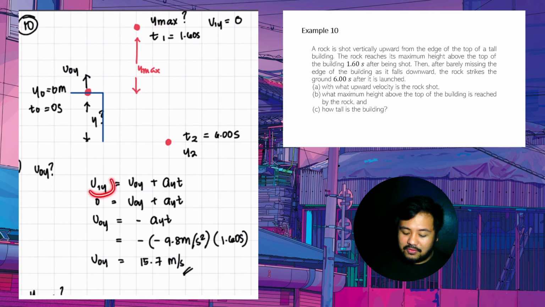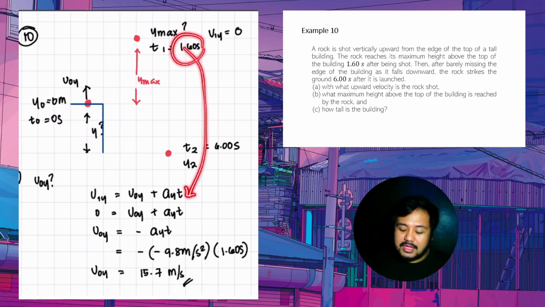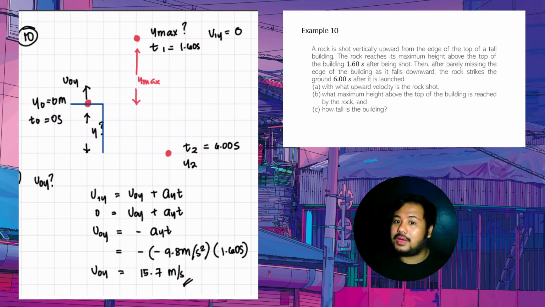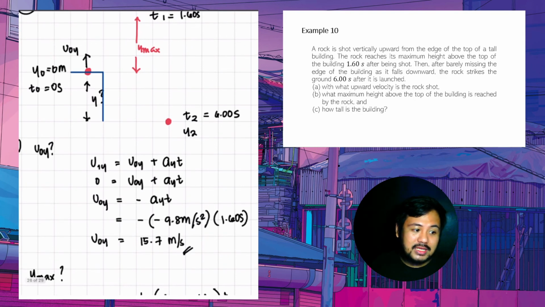And V1y, the final velocity at y max, is just equal to 0. So 0 is equal to V0y plus ayt. I know the time that it will reach the maximum height, that is 1.60 seconds. Substituting that here for time t. And for all we know, ay for a free fall is always negative 9.8 meters per second squared. So we could easily get V0y, or the initial upward velocity of the rock.